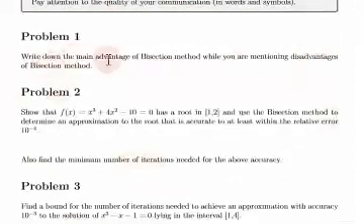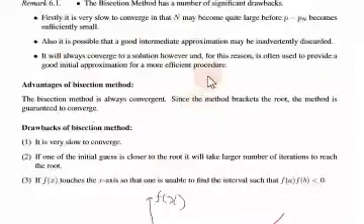Write down the main advantages of the bisection method while you are mentioning disadvantages of the bisection method. So what are the advantages? We go to our notes. You can mention that the bisection method is always convergent. So you can mention that one. That is a good thing, right?